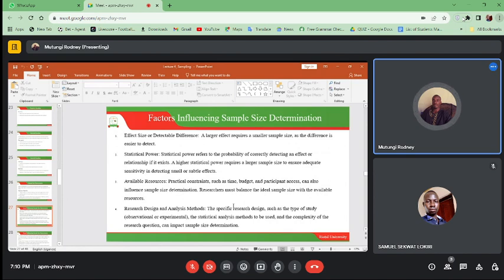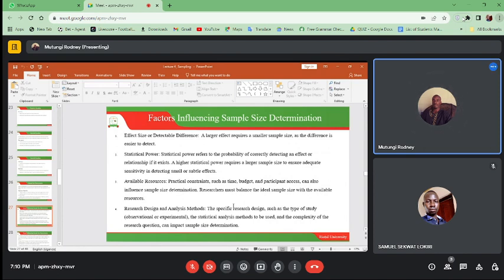to get that difference. Then statistical power, the power of your research, is very important. So if you need a higher statistical power, then you require a larger sample so that you can ensure adequate sensitivity in detecting small or subtle effects. Because if you have a smaller sample, you might not detect those very small effects that cannot be detected if you do not have a very large sample. So that is why if you need a larger statistical power, then you require a very large sample.